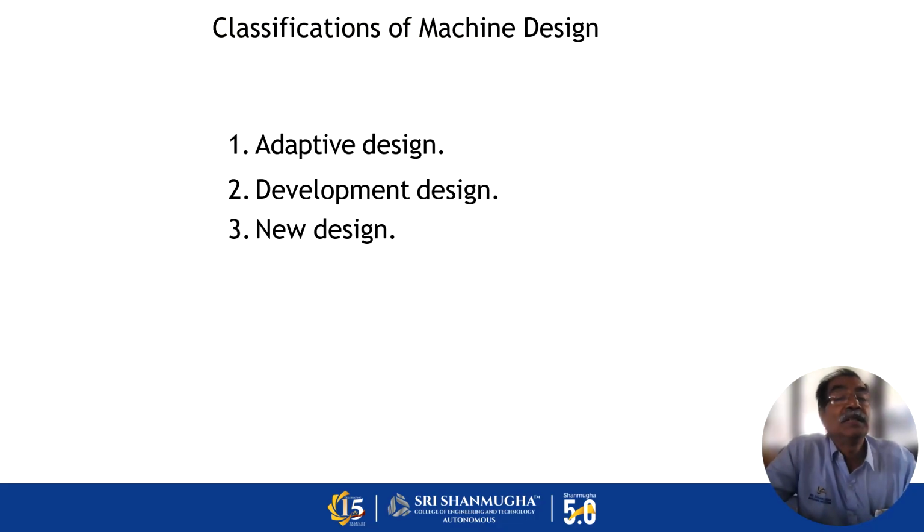Now, machine design can be classified into three types: adaptive design, development design, and new design. Adaptive design means normally the designer's work is concerned with the adaptation of existing design. This type of design needs no special knowledge or skill and can be attempted by designers of ordinary technical training. The designer makes only minor alterations or modifications in the existing design.